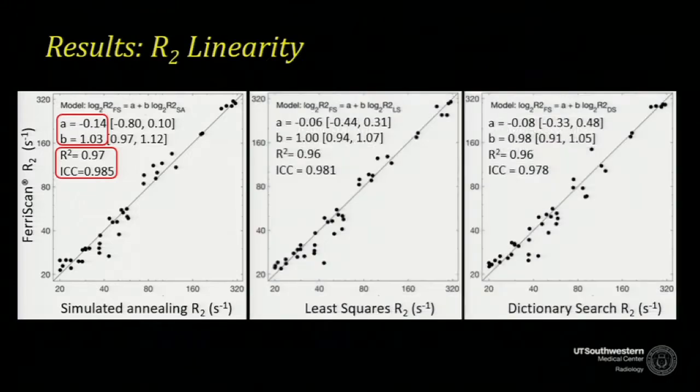Well, if we plot the FerriScan R2 against, let's say, the simulated annealing R2 on a logarithmic scale, the linear fit looks nice. The intercept is near 0, the slope is near 1, and it has a very good interclass coefficient and a good linear fit, 0.97 R squared. You can see a very similar thing when you look at the least squares R2 and also the dictionary search R2. They look near identical.